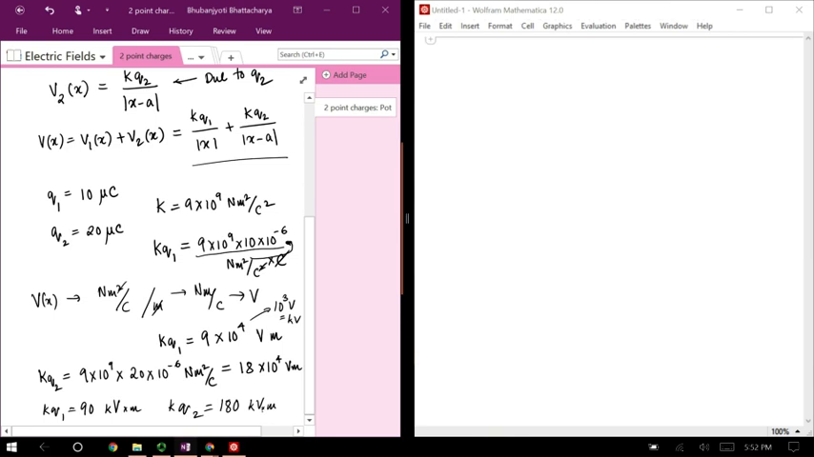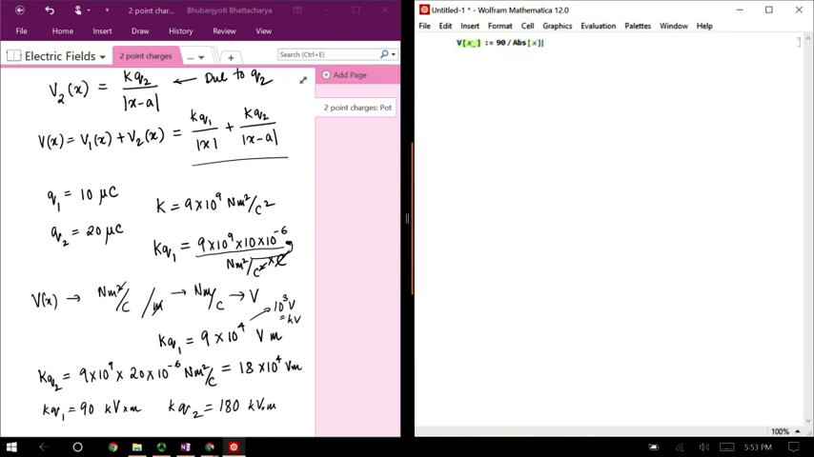Okay, now we are ready to plot this. So let's try to plot this in our favorite function plotter. What we're going to write over here is going to look like V as a function of X, right? So that's defining a function. This is going to be equal to KQ1 divided by magnitude of X. So we know what KQ1 is, which is 90 kilovolt meter. I'm not going to write all the units here. So 90 divided by magnitude of X, so absolute value of X.